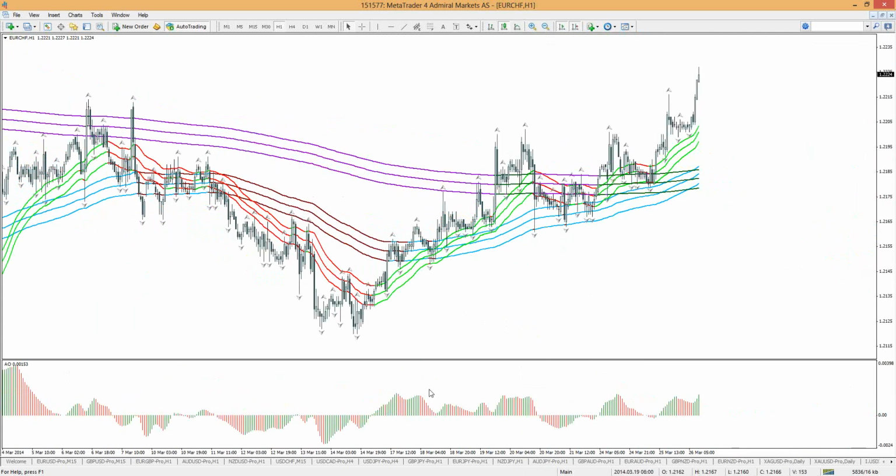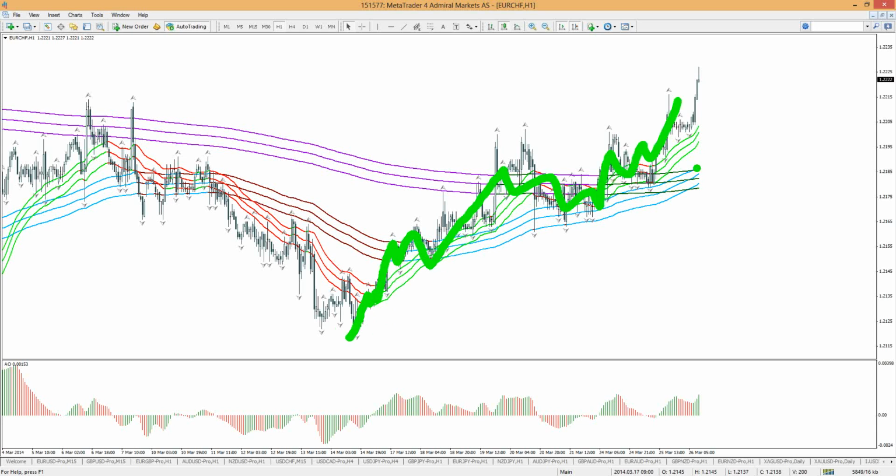Yep, good observation. Euro Swissy indeed made its move up to the short term, then up to the intermediate, then up to the long term, and struggled at the long term. That's what you will normally see. When you hit one of these bands, you're going to see some struggle. You hit the band, you see struggle. And then you see a break above it, and then everything is starting to be aligned.